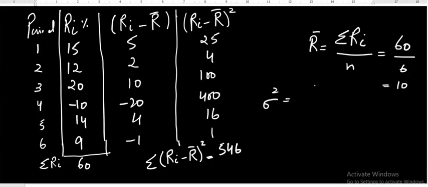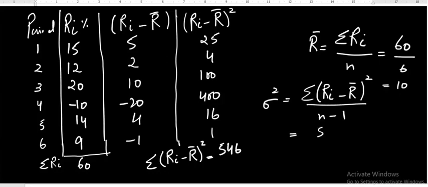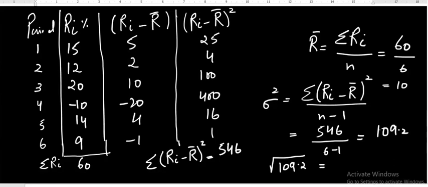Now I'm all set to calculate the risk on this investment. By using the variance formula, that is the summation of the square deviations of the return divided by n minus 1, which is equal to 546 divided by 6 minus 1, this will be equal to 109.2. I can also convert this into the standard deviation by taking the root of 109.2, which will be equal to 10.45.